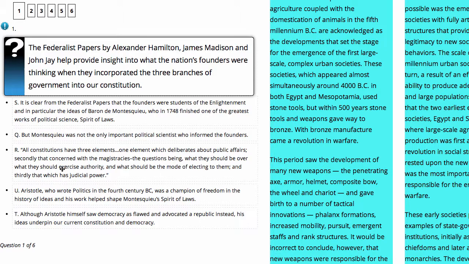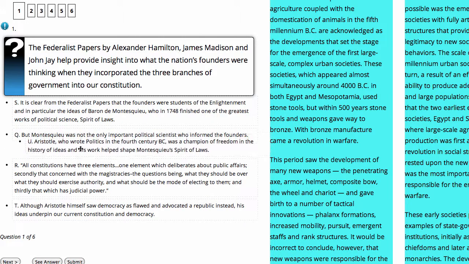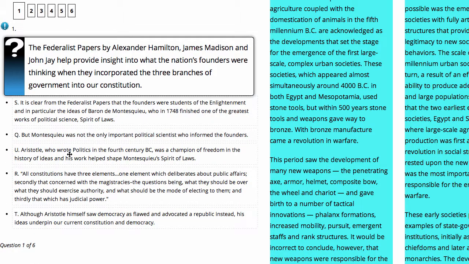"Aristotle, who wrote Politics in the 4th century BC, was a champion of freedom in the history of ideas, and his work helped shape Montesquieu's Spirit of the Laws." That looks like a perfect fit. It is introducing Aristotle, another philosopher or political scientist, who wrote Politics back in the 4th century BC, well predating Montesquieu. And he was a champion of free ideas, and it says his work shaped Montesquieu's Spirit of the Laws, which in turn shaped the Federalist Papers. So now we are really down to two choices, a 50-50 bet between R and T.